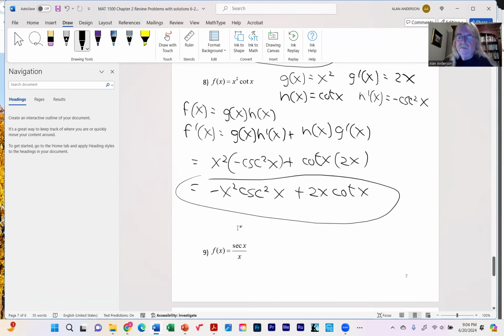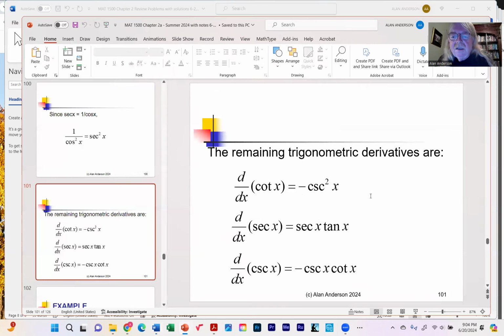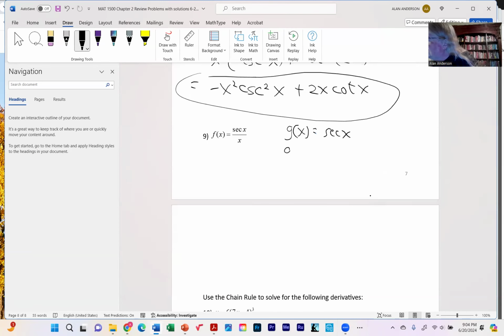Now this one clearly is going to ask us to use the quotient rule, but including a trig function. So we have g of x, secant x, and based on our chart, oh, that's right, we already saw that one. Denominator is pretty straightforward. I mean, h of x is x, h prime of x is just one. Okay, great. So therefore, let's use the quotient rule.